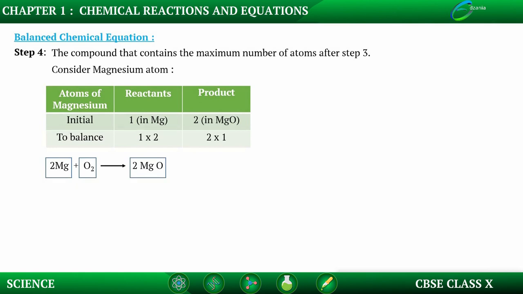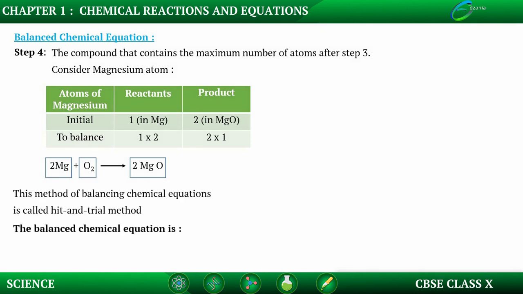Is our equation balanced now? Let us check. The number of atoms of magnesium in reactants is 2. Oxygen is 2. And in the product, the number of magnesium atoms is 2. Oxygen is 2. Thereby, according to the law of conservation of mass, our equation is balanced. And this method of balancing chemical equations is called the hit and trial method.